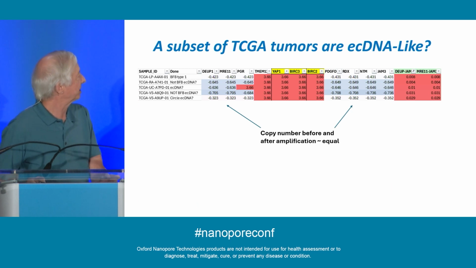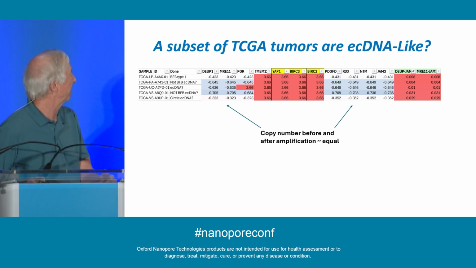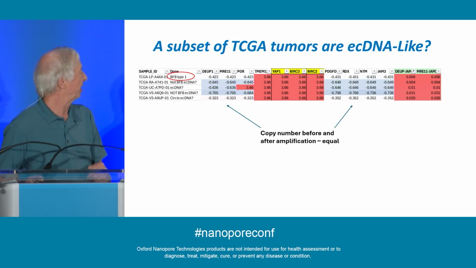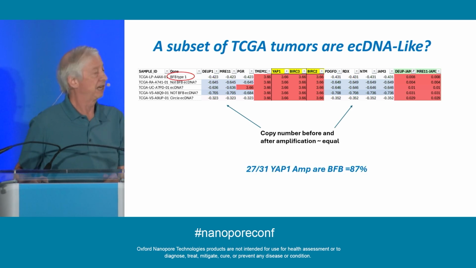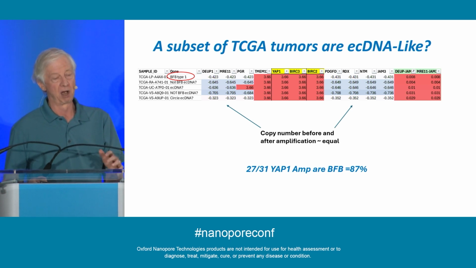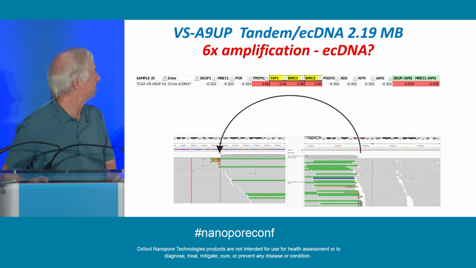We went back and looked at the TCGA tumors and found 5 of them where the copy number before and after the amplification were identical, which is not consistent with BFB. One of those is due to a breakage-fusion-bridge, but the other 4 are not. So it's about 90% of YAP1 amplification is through that mechanism, and then other mechanisms result in amplification.